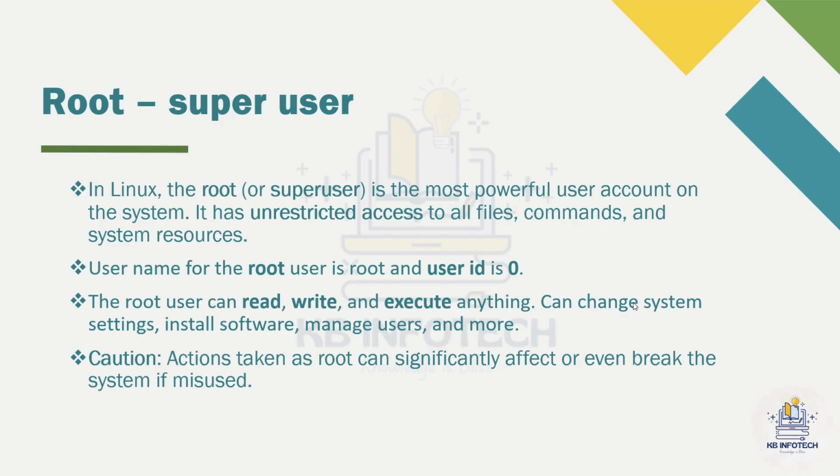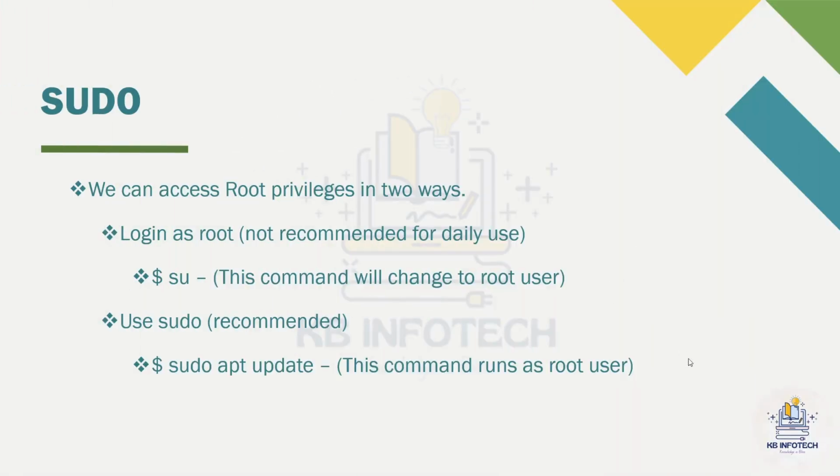To install or remove any application needs root access. Any application that runs as a service needs root access. To start an application, for example, to start the Tomcat web server, we need root access, right? We can access root privileges in two ways. That means we can access the system as a root user in two ways. One way is to log in as root.